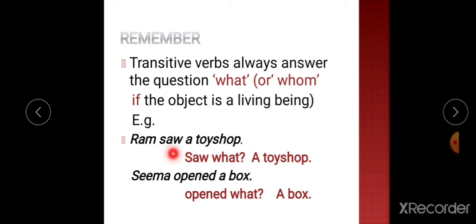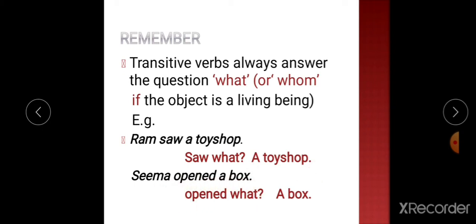Remember, students, a verb which requires an object after it to complete its sense is called a transitive verb. Like, students, Ram saw a toy shop. Saw what? A toy shop. It's an object here. Seema opened a box.